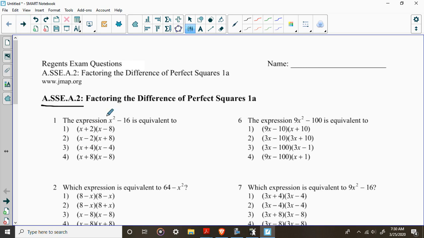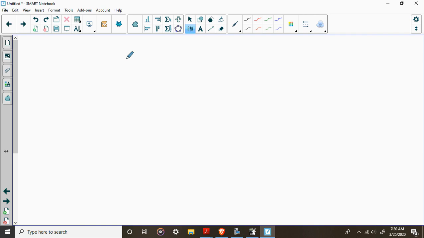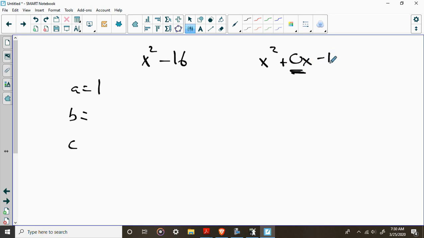Okay, so here, x squared minus 16. Now let's think about what we said. We said what was A, what was B, and what was C. Well, here, A is equal to 1. Now, B is not equal to negative 16. B, you actually don't have a B term. This is actually x squared plus 0x. There's actually nothing in the middle here.